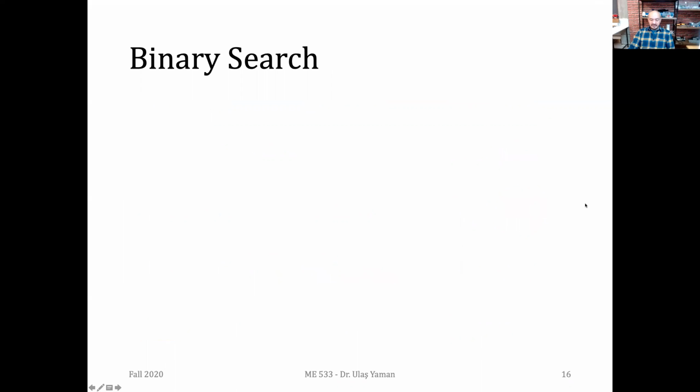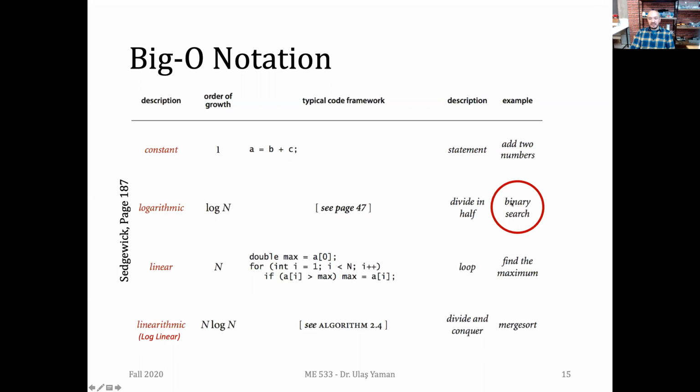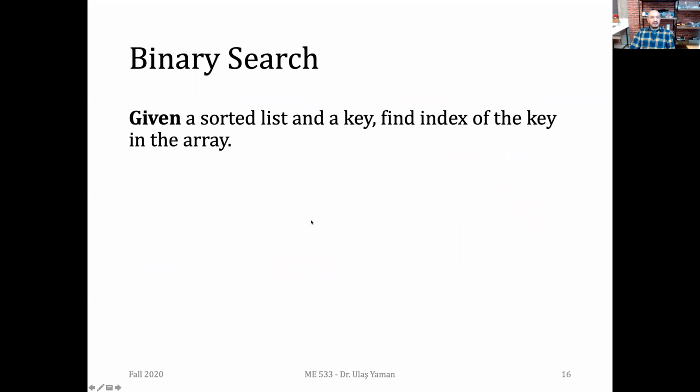So now we will discuss the basics of binary search, how we can implement an algorithm in logarithmic time. In binary search, we need to have a list, and this list should be sorted, and then we need to have a value we are looking for, and then we will find the index of this key.